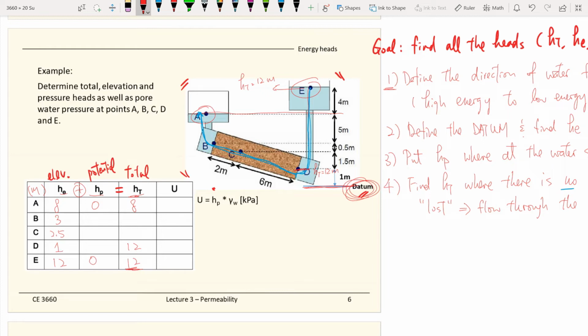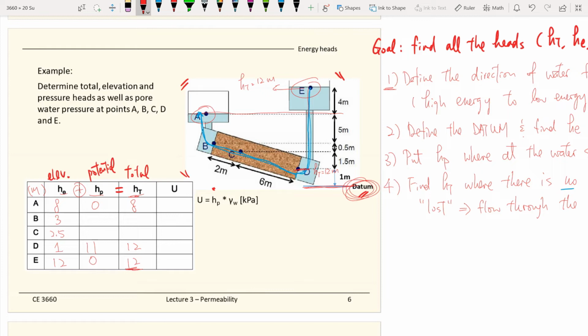The overall head hasn't been lost, but the elevation and potential head are interchanging. We know that the total head equals the potential head plus the elevation. So at point D, the total head is 12 meters and the elevation is 1 meter. Knowing the two, you can find the potential head, which is the total head minus the elevation. So this is 11 meters.